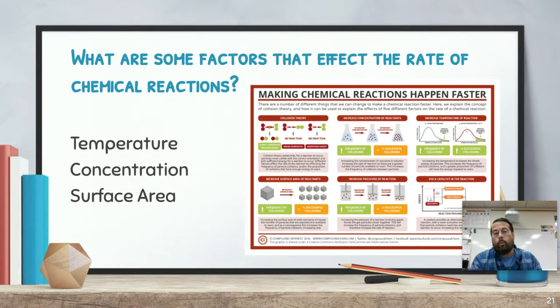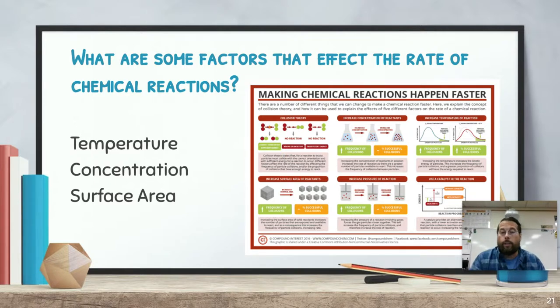Now, we can affect the rate of a chemical change a couple ways. The more particles we have, or the higher concentration, that's going to create more particles bumping into each other, and the reaction happening faster. The temperature of the reaction: again, the faster particles are moving, the more they're going to collide, and the faster the reaction is going to occur.